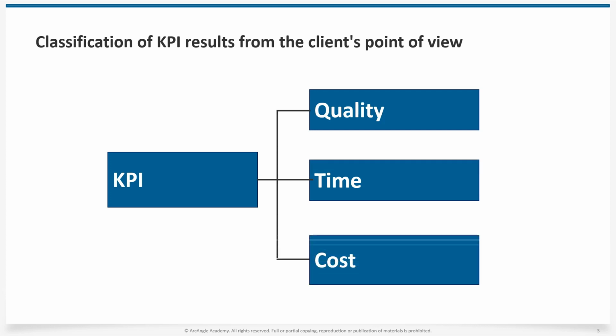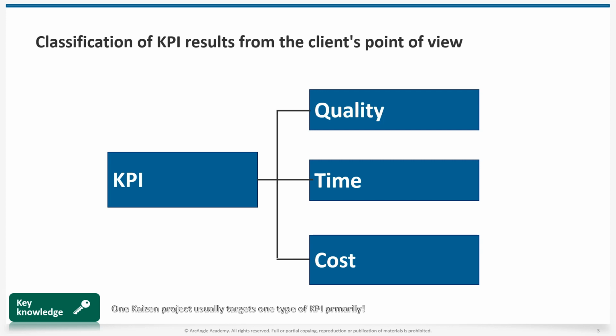3. Cost. KPIs associated with cost assess the financial impact of the process or project. These KPIs measure factors such as cost per unit, cost savings, cost avoidance, return on investment, ROI, and overall cost effectiveness. By categorizing KPIs into these three elements, we can gain a better understanding of the client's priorities and expectations. It allows us to focus our improvement efforts on specific areas and align them with the client's needs. One Kaizen project usually targets one type of KPI primarily.